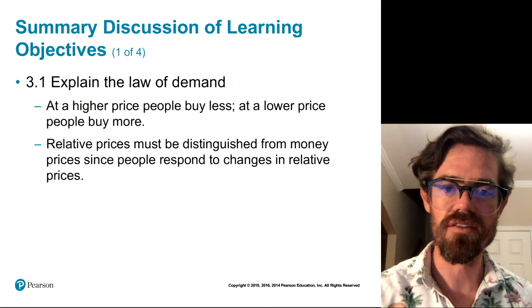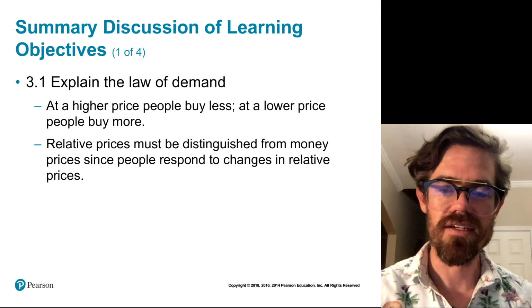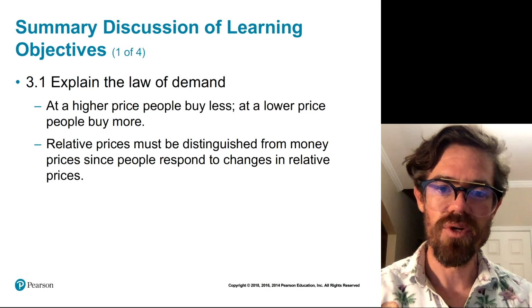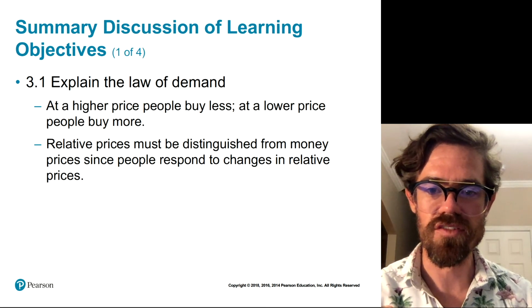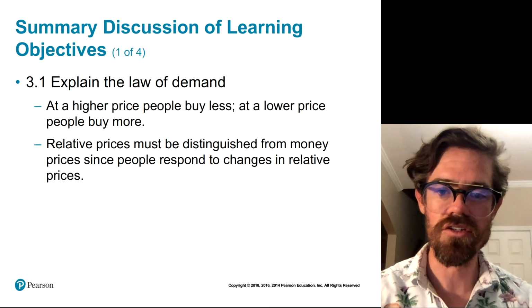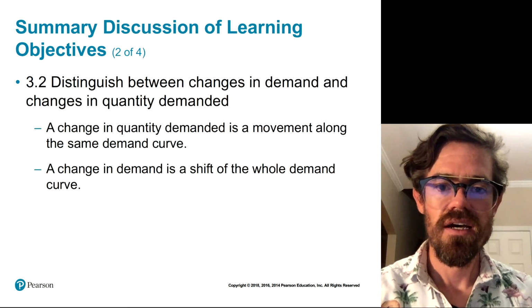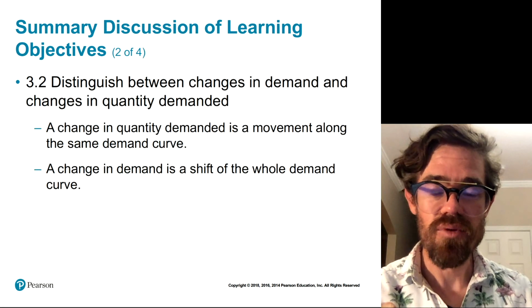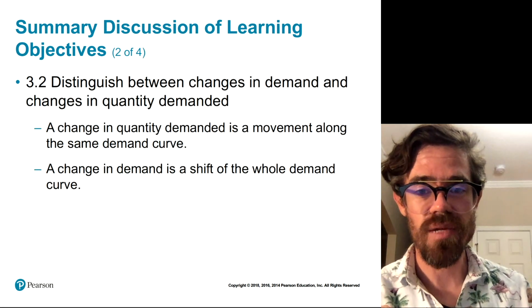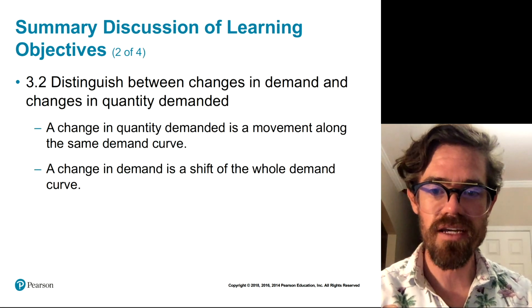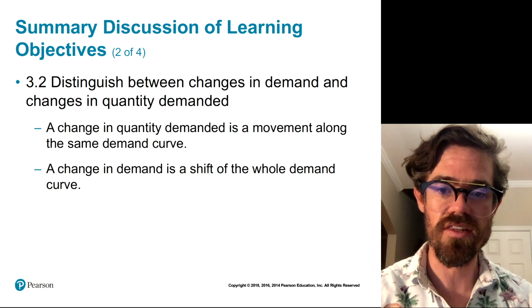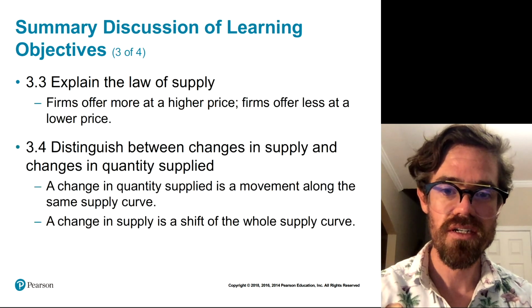So we talked about the law of demand, right? The indirect or inverse relationship between price and quantity demanded. We also talked about relative prices versus money prices, so make sure you understand that difference. We talked about the things that can change demand, and we talked about how that's different. A change in demand is different from changes in quantity demanded. Okay, so remember to really study and focus on that difference. It's really important and can be easily confused.